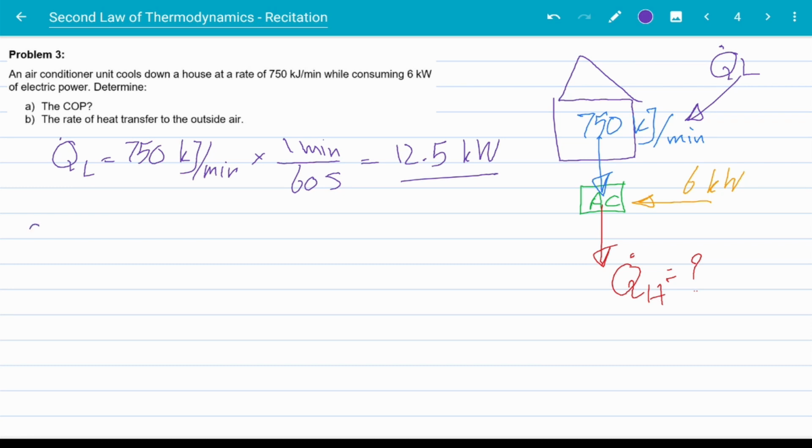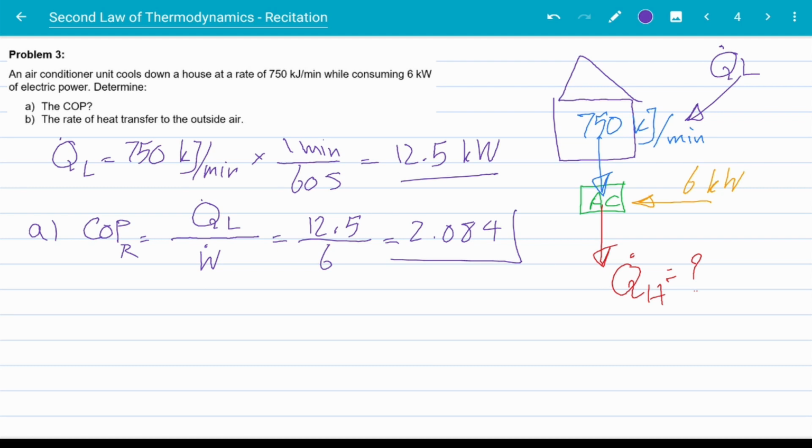Let's go to part A. COP of a refrigerator, which an AC unit is a refrigerator cycle. So COP of a refrigerator cycle is Q dot L over W dot. So it's 12.5 over the W dot, 6 kilowatts, which gives us 2.084. So this is the coefficient of performance of this AC unit.